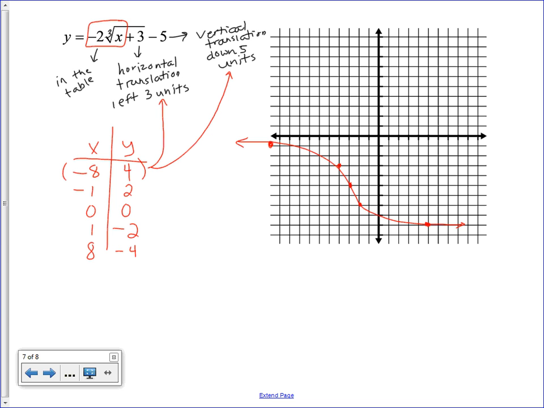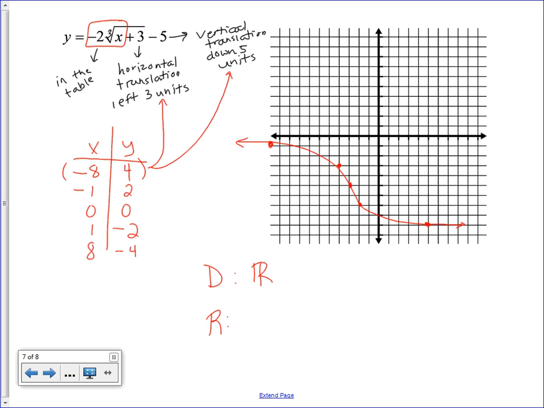And for all cube root functions, when we state the domain, you'll notice that the arrows go left and right forever. There is no such thing as a domain restriction for a cube root. So our domain is going to be all real numbers.